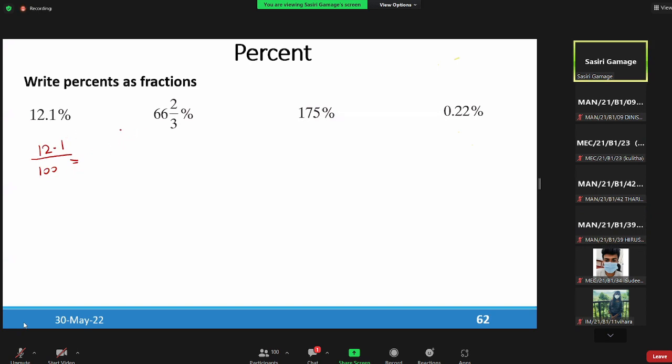What is the answer? 121 over 1000. You have to multiply both by 10. Both the numerator and denominator have to be multiplied by 10. Okay, this is the simplest fraction form.